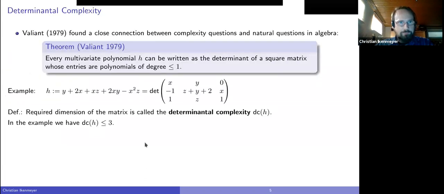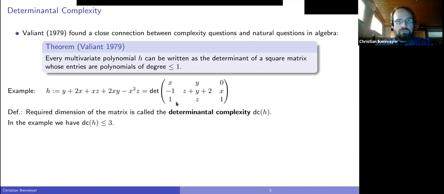It's a classical start in 1979, where Valiant proved that the determinant can actually be used as a computational model, as a machine model in a sense. You have a multivariate polynomial, a polynomial in several variables, that can always be written as a determinant of a square matrix whose entries are polynomials of degree at most 1. For example, this polynomial h here is a specific determinant of a matrix whose entries are linear polynomials.